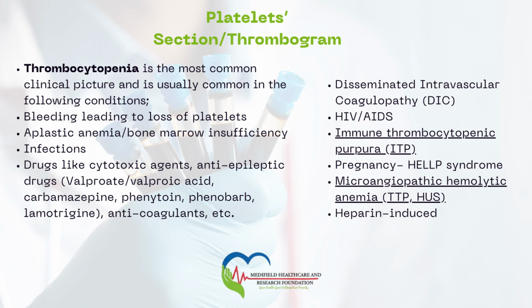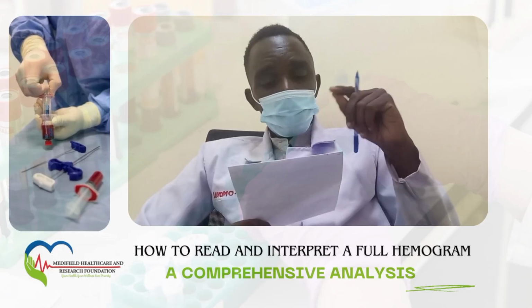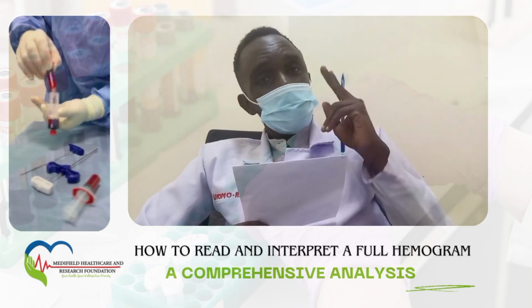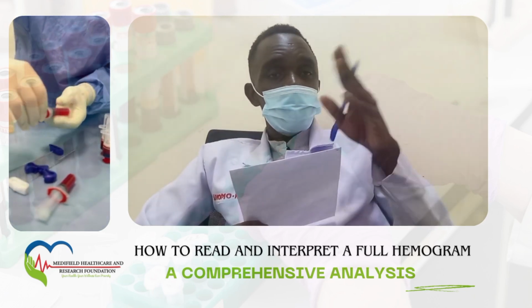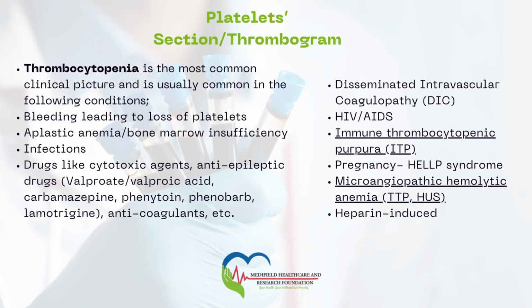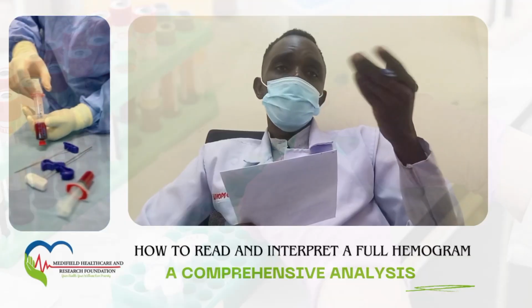Of course, in pregnancy, we have the HELLP syndrome. You know that. We discussed that in obstetrics and gynecology. That is hemolysis, elevated liver enzymes, and low platelet count. So this can also lead to thrombocytopenia. Heparin-induced thrombocytopenia, that is long-term use of anticoagulants, can cause thrombocytopenia. Microangiopathic hemolytic anemia, you can also go and check this condition. All these are causes of low platelet count.